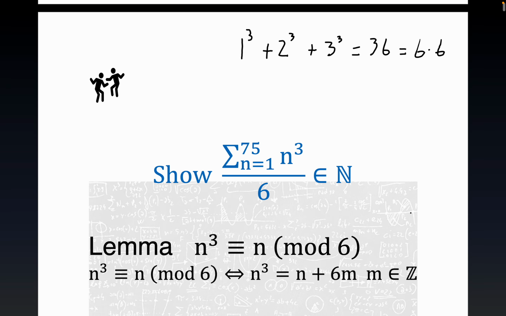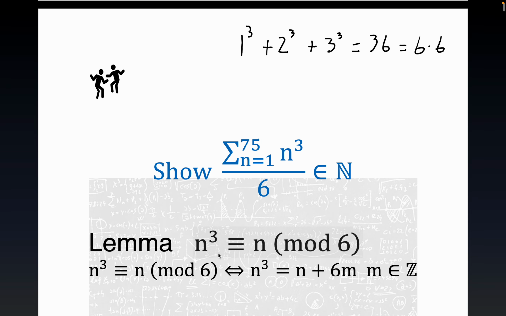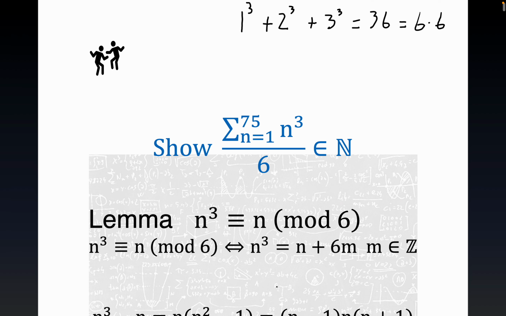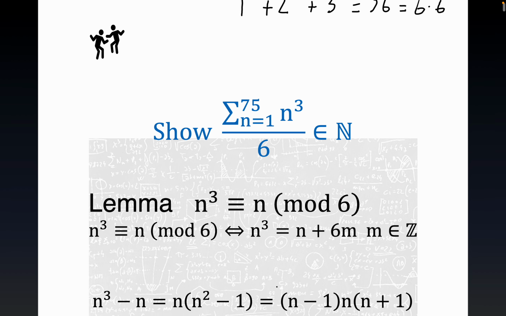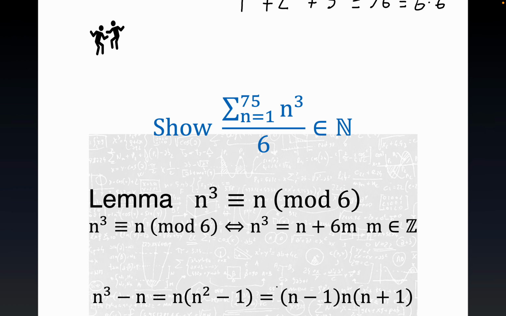Now this is a super useful result right here. This lemma: n cubed is congruent to n mod 6. You can prove this very easily by just checking n equals 0, 1, 2, 3, 4, 5. Or there's another proof I'm going to give you that's a little more direct and not a modular arithmetic based proof. I want you to notice though that this statement, n cubed is equal to n plus some multiple of 6, is certainly equivalent to n cubed minus n equals some multiple of 6.